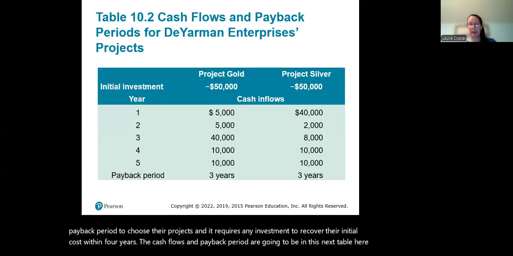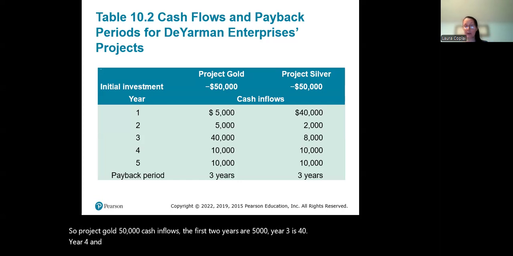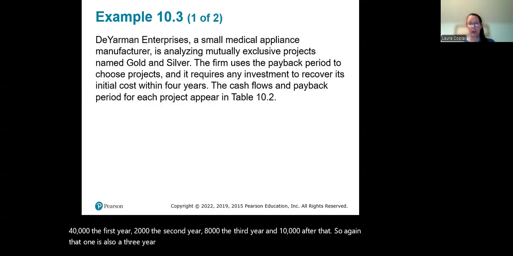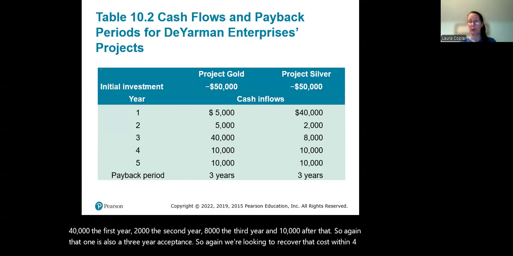So Project Gold, 50,000 cash outflow. The first 2 years are 5,000. Year 3 is 40,000. Years 4 and 5 are 10,000 apiece. So payback period for Project Gold is 3 years. Project Silver, 40,000 the first year, 2,000 the second year, 8,000 the third year, and 10,000 after that. So again, that one is also a 3-year payback. We're looking to recover that cost within 4 years, right? So both of those are acceptable.